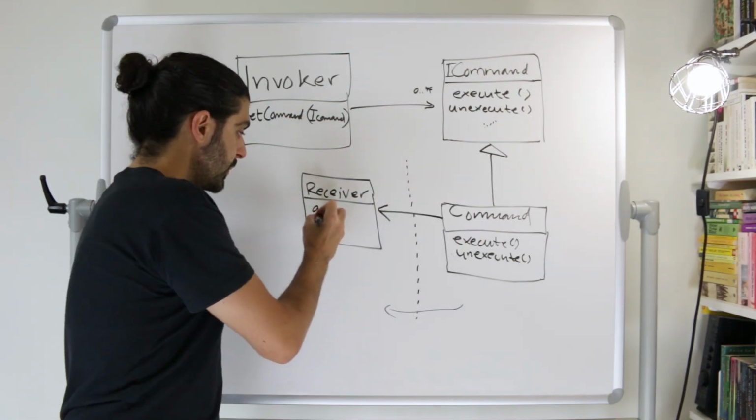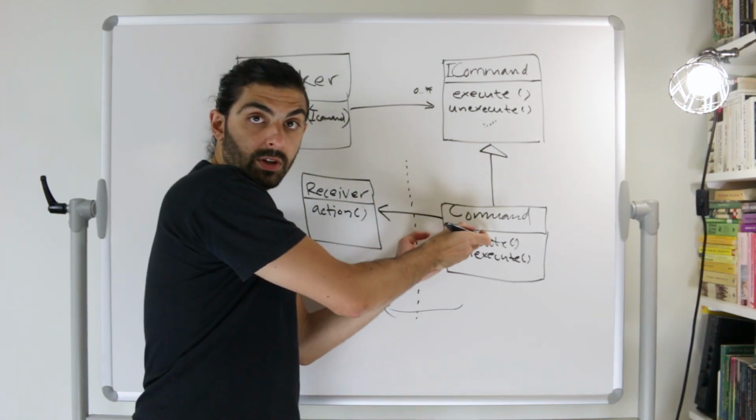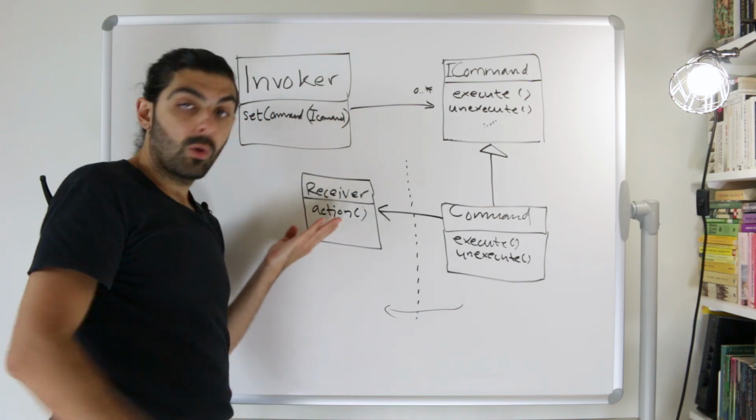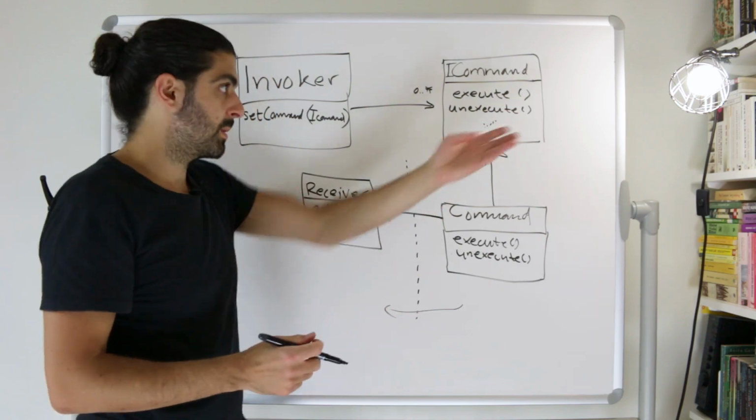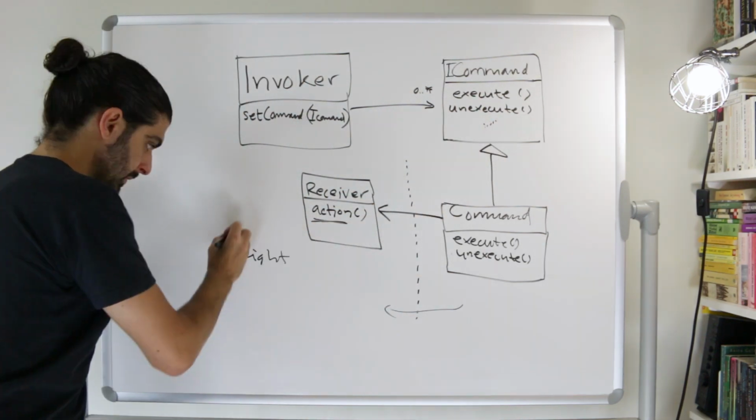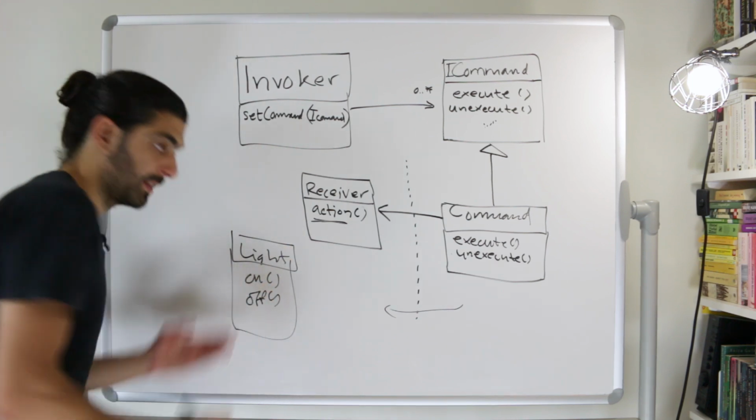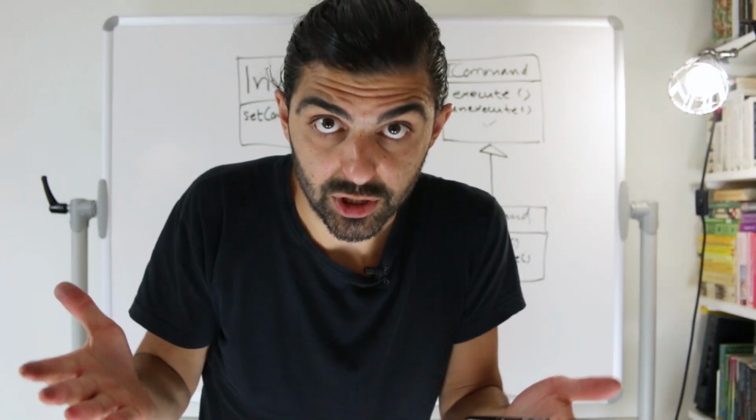So in the book they just put action here, just to show that the execute method of the command would probably invoke a method which performs some action on the receiver. But this completely depends on your scenario. So maybe our receiver would be a light that has an on and off method, for example. And this is really it. This is the gist of the pattern.